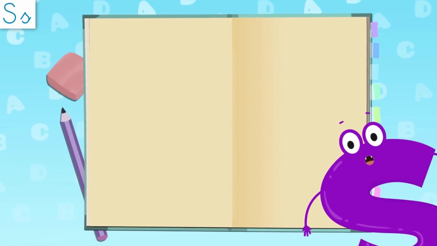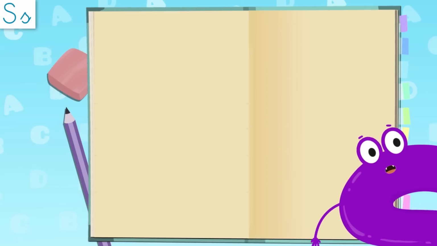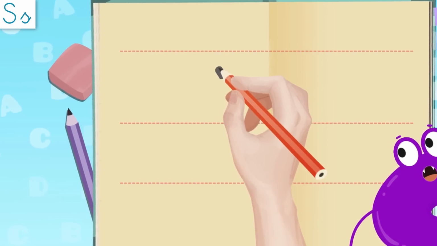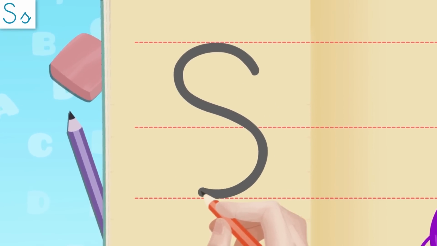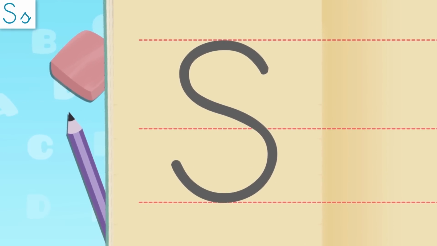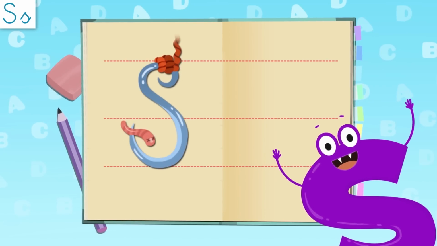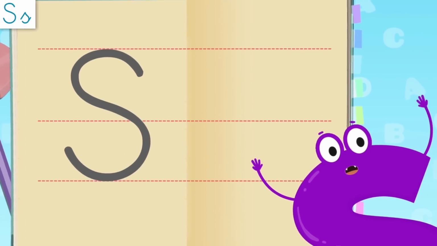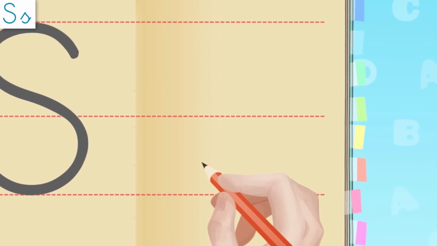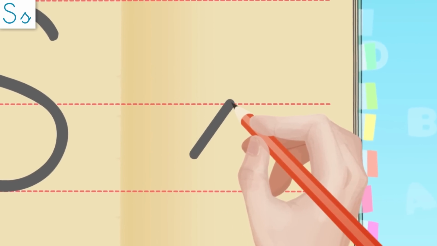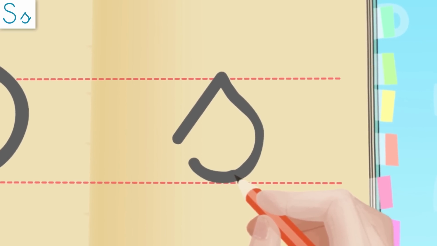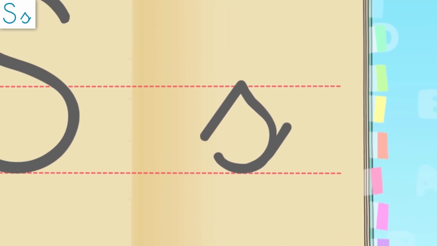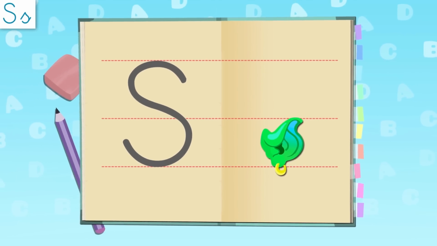Let's start writing the capital letter. We curve our pencil to the left here and to the right here. Smashing! It looks like a fish hook. The lowercase is different. We start here, go up in a straight line, curve our pencil down and finish with a little tail here. Looks like an elf's ear.